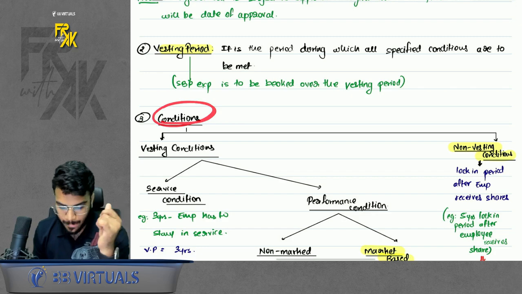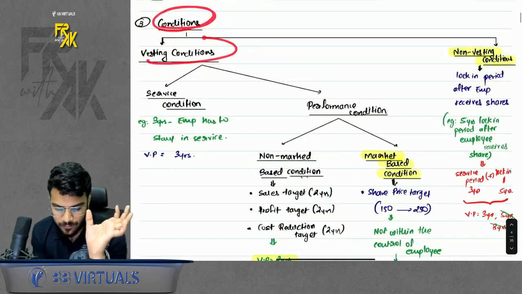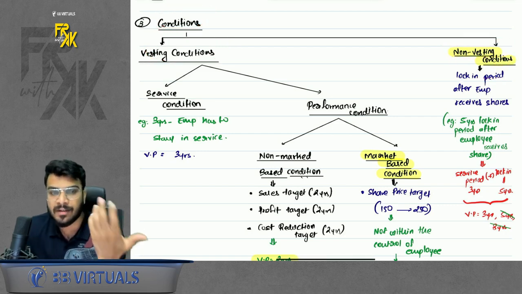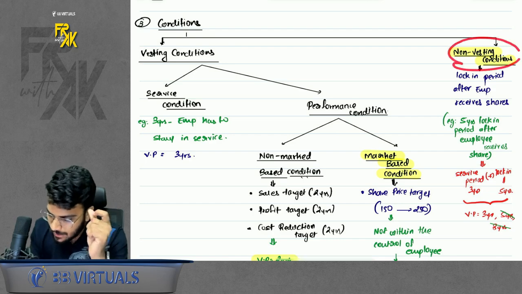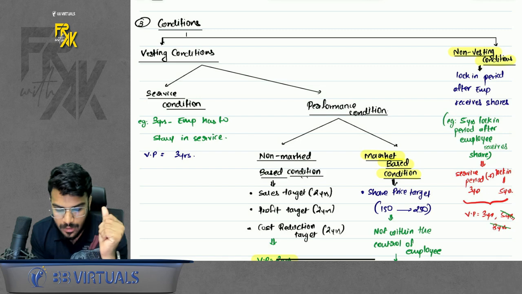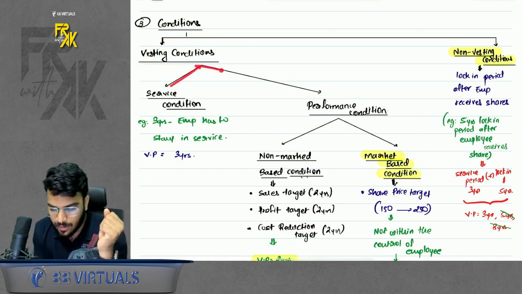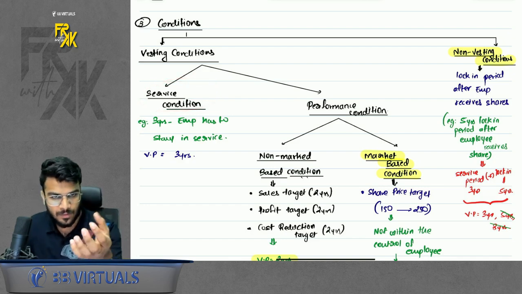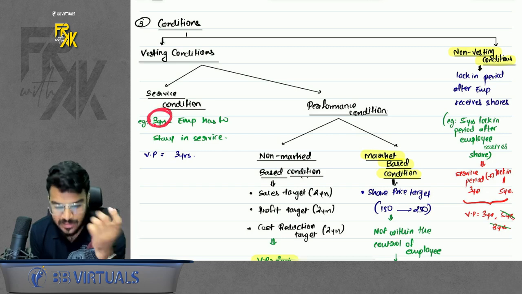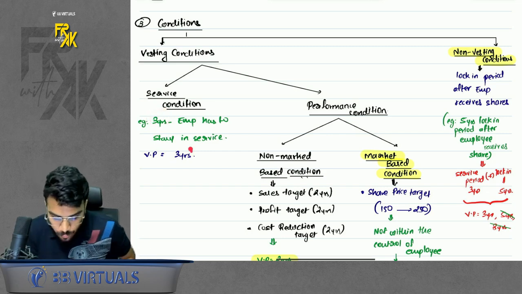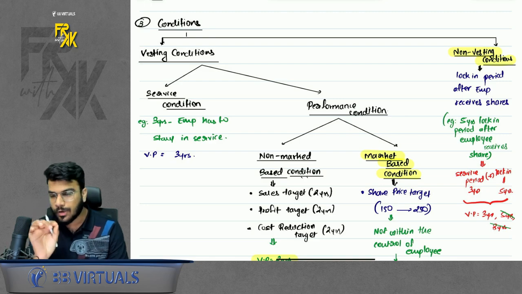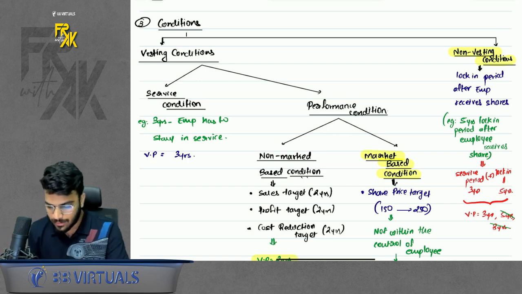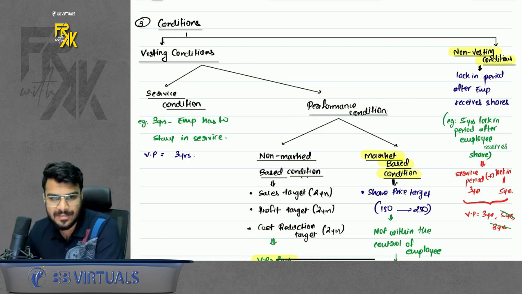Then there are conditions. Conditions can be of two types broadly: vesting and non-vesting. Non-vesting means there is a lock-in period. After you receive the shares, you cannot sell them for 2 years. Non-vesting condition has no impact on the vesting period. Then there are vesting conditions: service condition and performance condition. Service condition means the employee has to stay in service for a certain number of years. So if the service condition is 3 years, the vesting period is 3 years. Why do we need the vesting period, sir? Because whatever is the share based payment expense, you will book across the tenure. Do remember that.